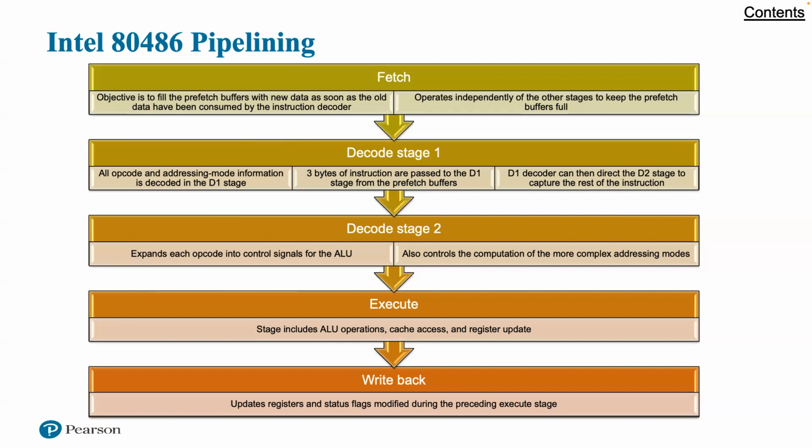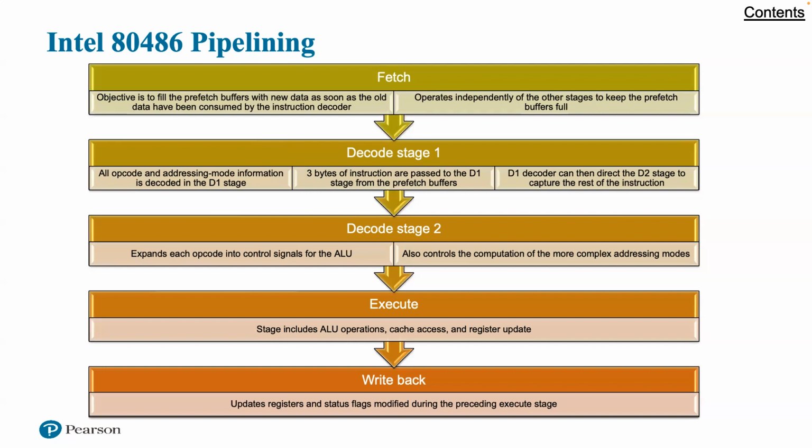Then we have decode stage 2. The D2 stage expands each opcode into control signals for the arithmetic logic unit, or ALU. It also controls the computation of the more complex addressing modes. Then we have the execute. This stage includes the arithmetic logic unit operation, cache access, and register update.